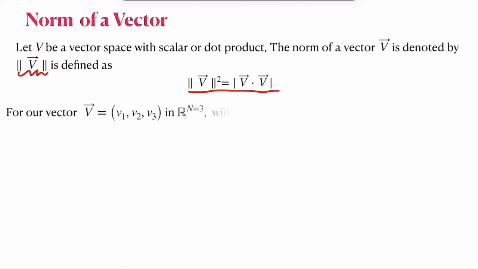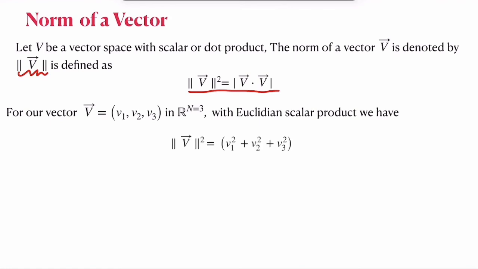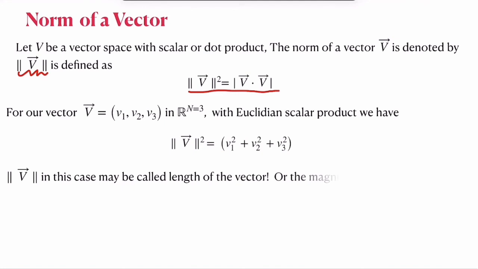In our vector space R3, it is defined as follows. Let V be a vector in R3. That means it has components of three real numbers V1, V2, and V3. The square of the Euclidean norm is simply squaring each element and adding them. So that is how the Euclidean norm is defined, and in this case we may call this the length of the vector or the magnitude of the vector.